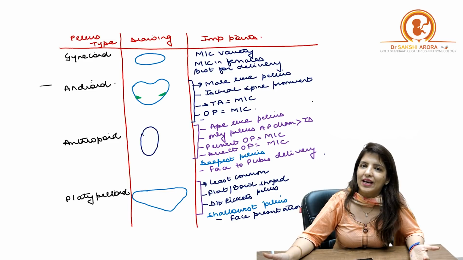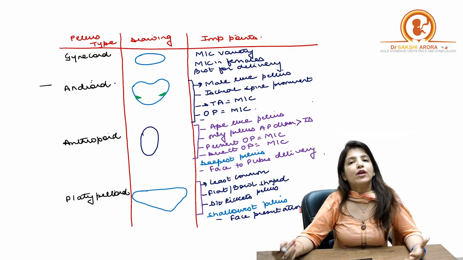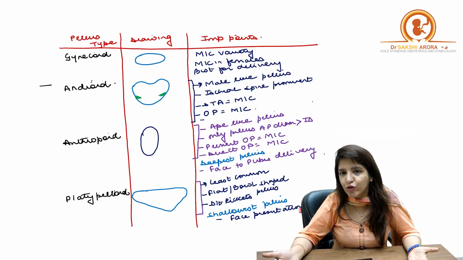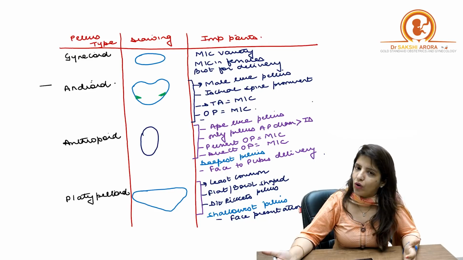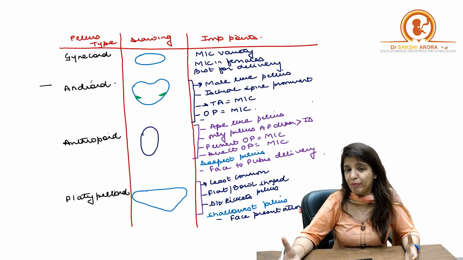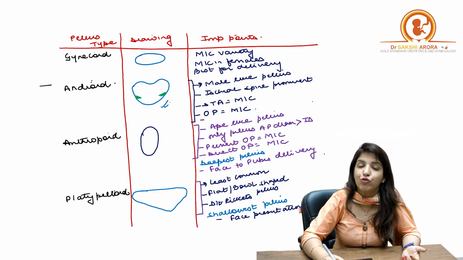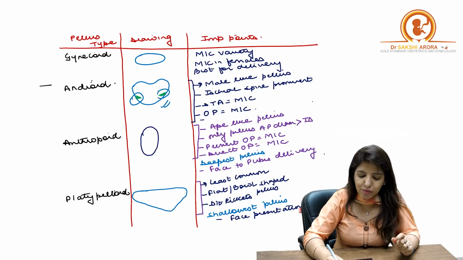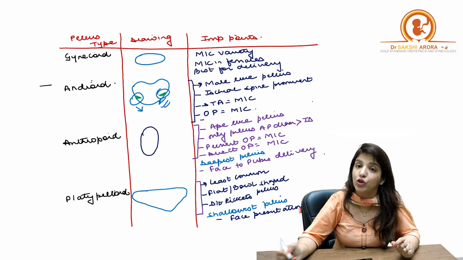According to the Caldwell-Moloy classification, there are 4 types of pelvis: the gynaecoid, android, anthropoid and platypelloid pelvis, in which the most common variety is the gynaecoid pelvis, which is the most favorable for delivery as well. The android pelvis is a male type of pelvis where the shape of the inlet is heart-shaped, as you can see from the image over here. In android pelvis, the ischial spines are very prominent and the side walls are convergent.